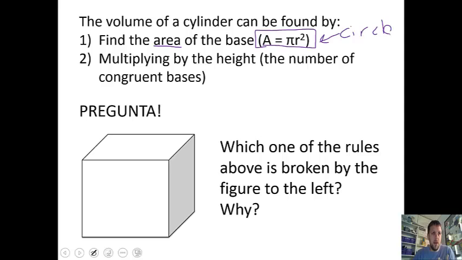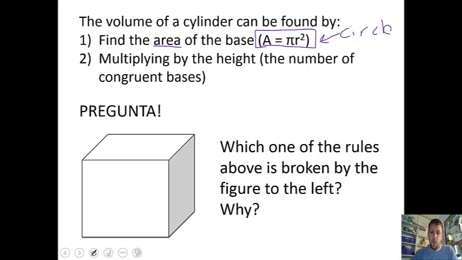When I'm stacking money and I want to make one congruent stack, I stack a whole bunch of quarters. I'm not going to stack a quarter and, on top of that, stack a nickel or a penny or a dime. They all have to be congruent. So it's important that when we're multiplying by height, we realize that we're counting the number of congruent bases.